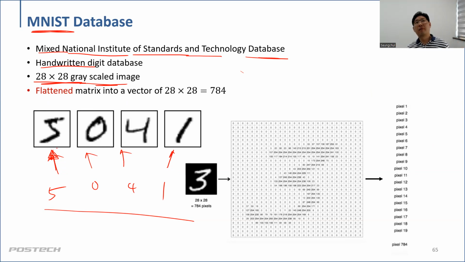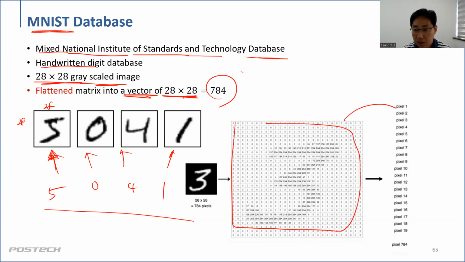And since I never taught how you handle images as inputs, the only thing that we learned is the column vectors. So we have to flatten, make it a vector. So it's 28 times 28, so it's a 784 column vector. So from 28 by 28 images like this, I'm gonna transform it like that.